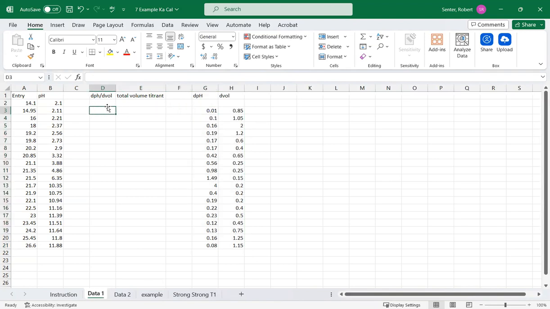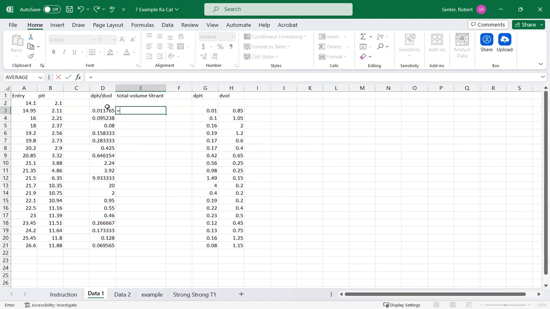And now that I have this, then we can easily calculate this change in pH over the change in volume and fill this down. And now we need the total volume. And so since we have the constant here, then what I'll do is just to have it repeat like that.